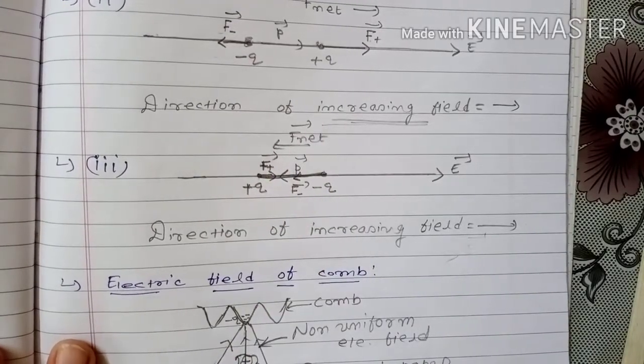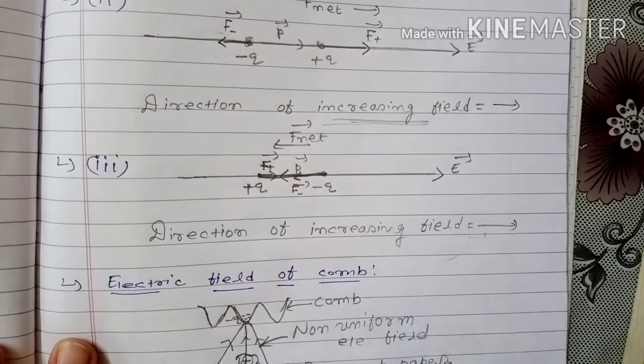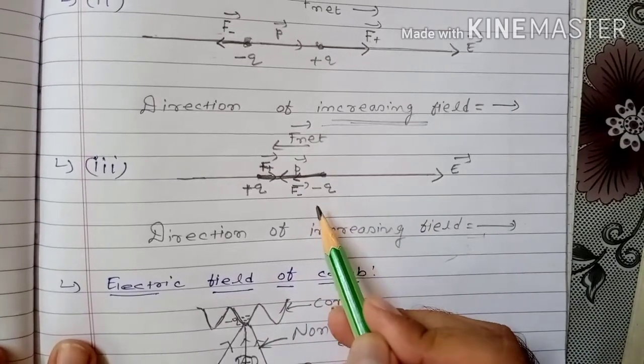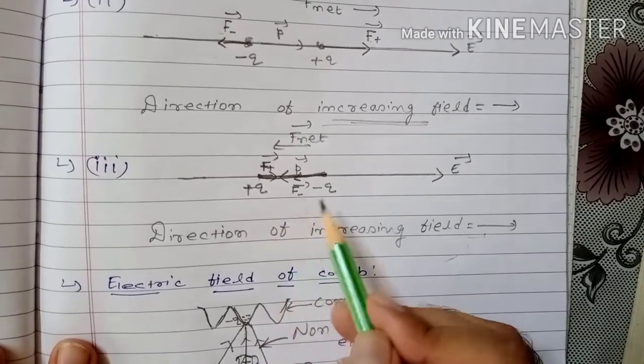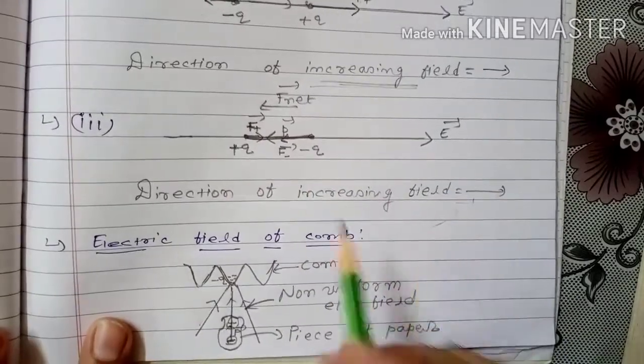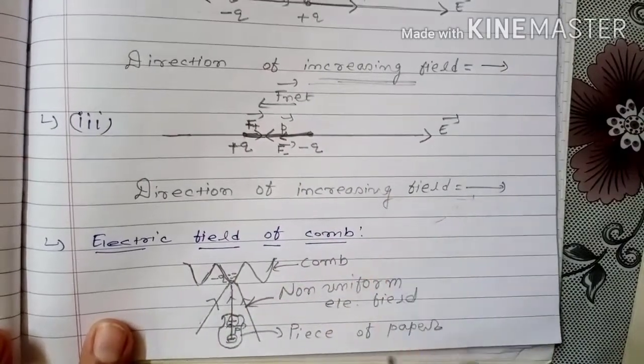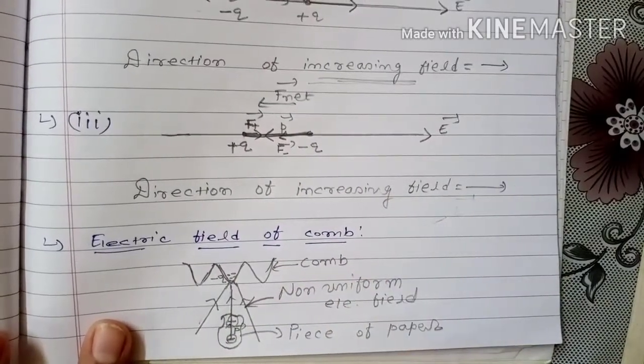Force acting on the positive charge is less, force acting on the negative charge is more. Therefore, the net force is in the direction of the greater force, that is the force in the direction of the negative charge. Okay. So, net force is acting in the direction opposite to the increasing field when the dipole is kept in the direction opposite to the electric field.